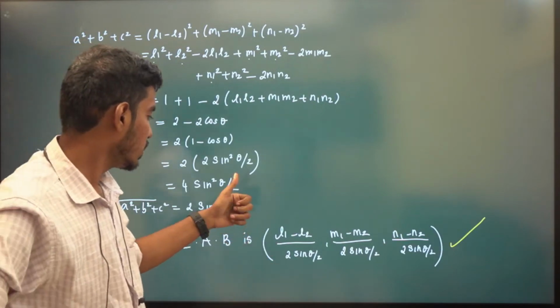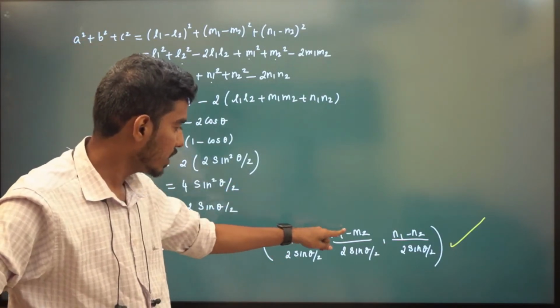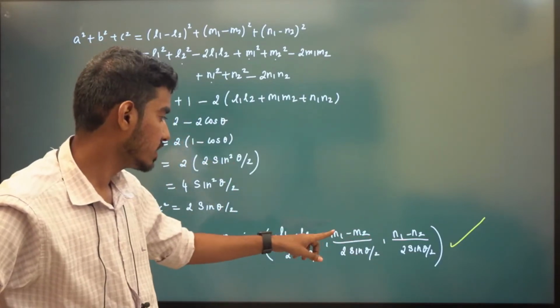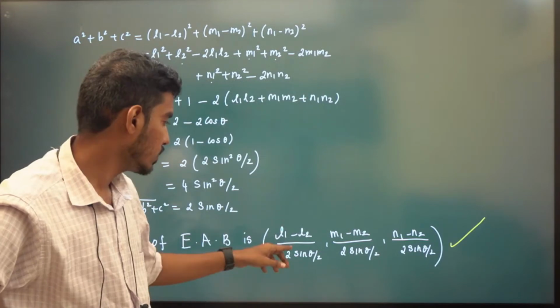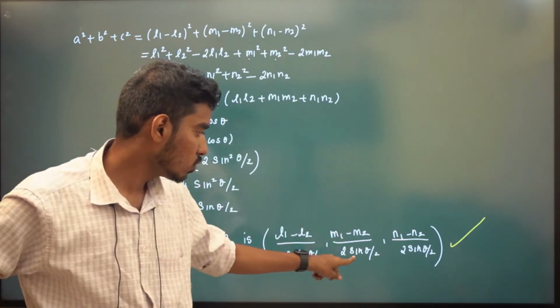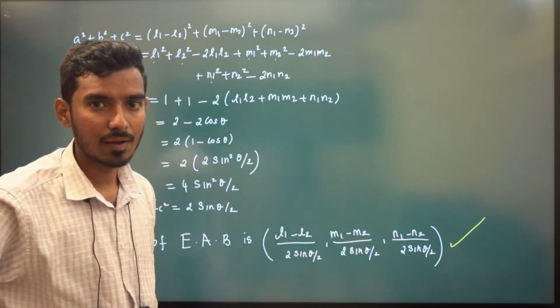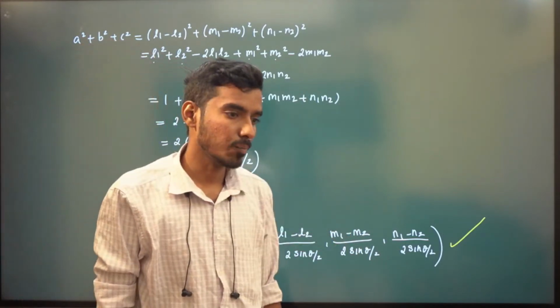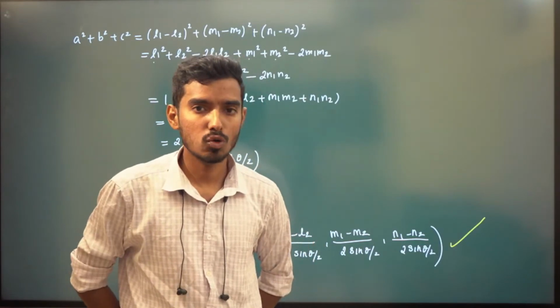The only difference is, there we have L1 plus L2, M1 plus M2, N1 plus N2 for direction ratio, here we have minus. And for direction cosine, there we have plus plus plus and cos theta by 2, but here you have sin theta by 2 and minus minus minus. Right. So we have completed the topic of direction cosine and direction ratio.